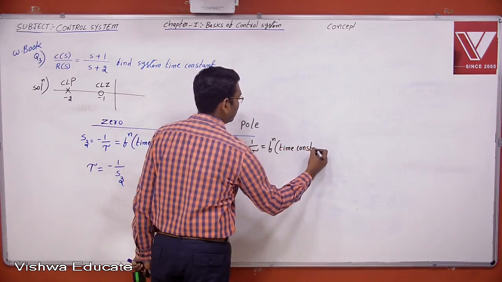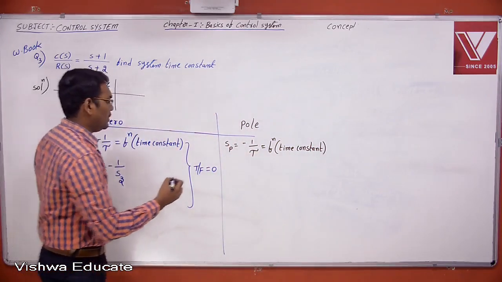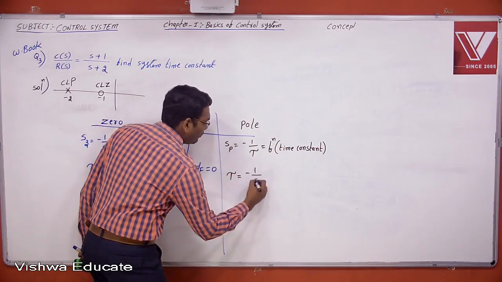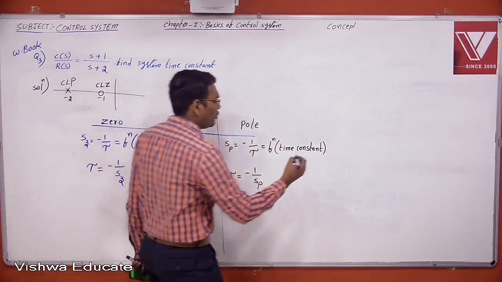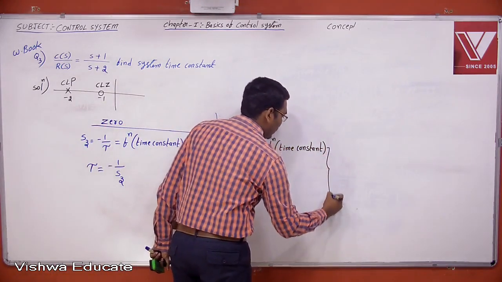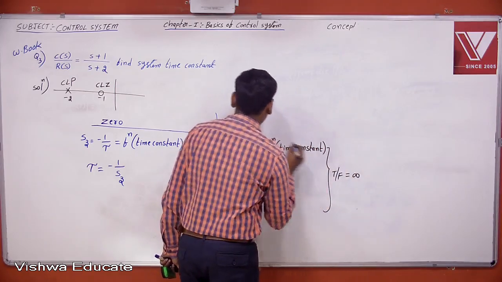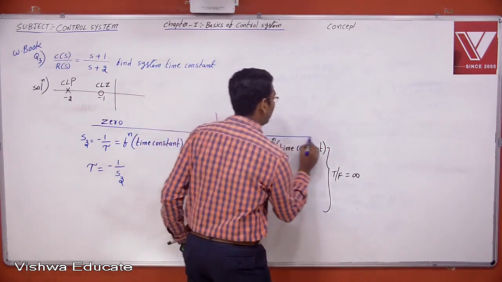This is also a function of time constant. Then the system time constant, which is nothing but negative of reciprocal of pole, will make the system transfer function how much? Infinity. You know this concept. What is the definition of zero? What is the definition of pole?